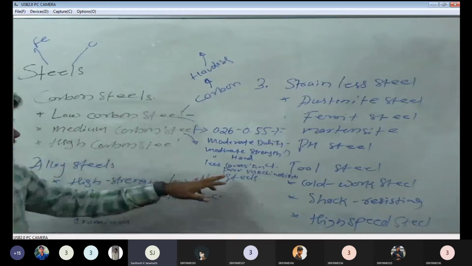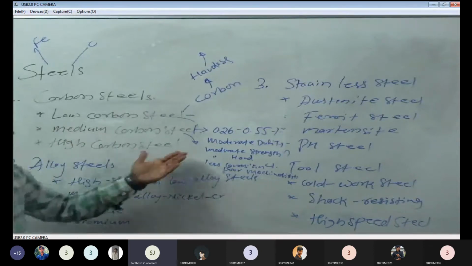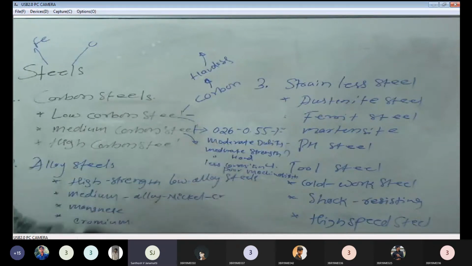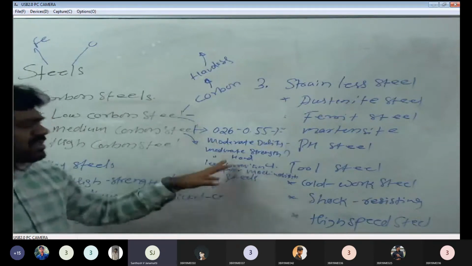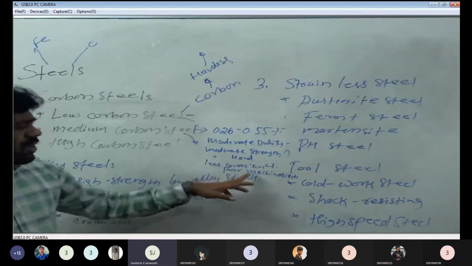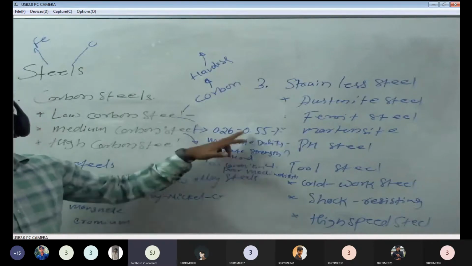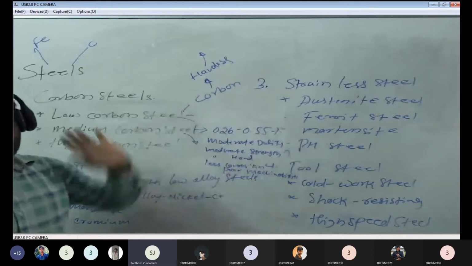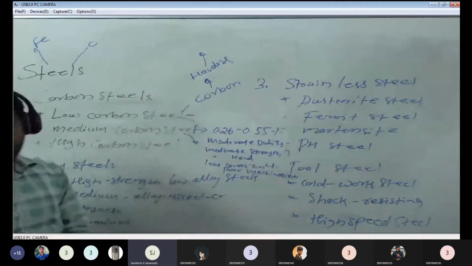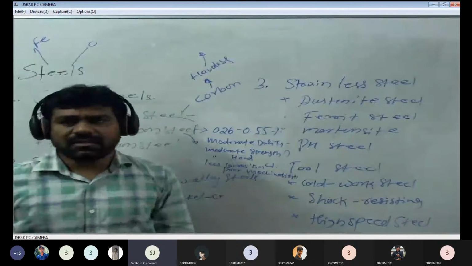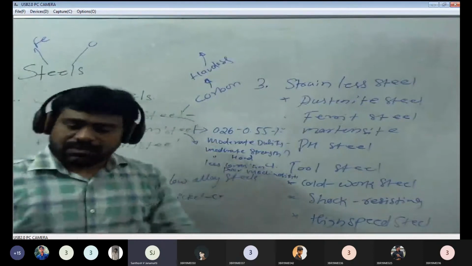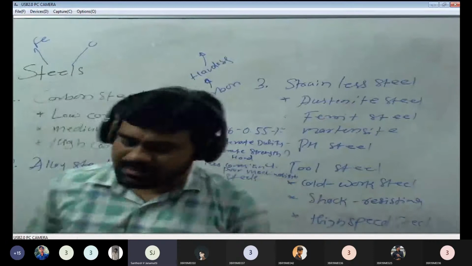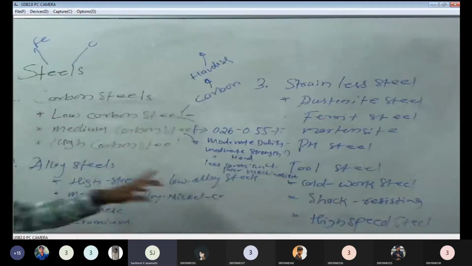Now coming to the other hand, these have moderate ductility, not extreme ductility. Medium ductility, medium strength, medium hardness, and less corrosion resistance. As the carbon content increases, hardness increases, and the corrosion resistance also increases. There are two major properties from the carbon: one is hardness, the other is corrosion resistance. High carbon steels have excellent corrosion resistance. Later we will discuss high carbon steel.